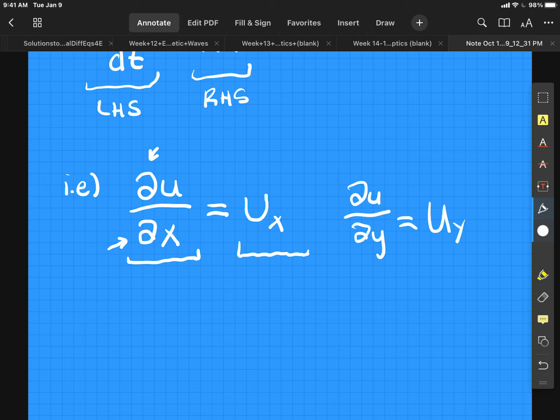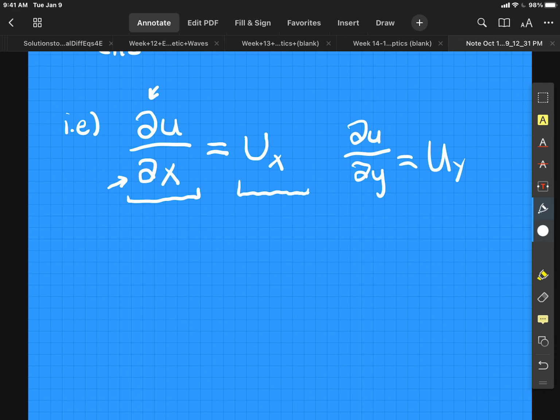Again, the subscript is often denoted as the variable with respect to which we're taking the derivative of whatever function we're dealing with. Second derivatives, on the other hand, are a little bit trickier in the sense that the notation is a little bit more involved, but it's the same idea.